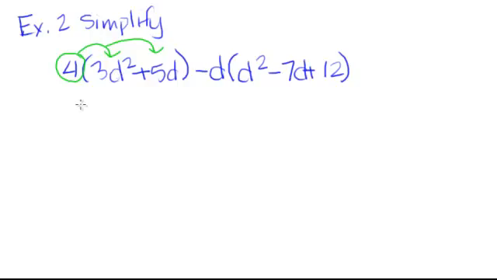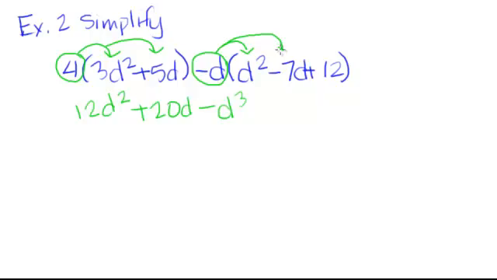4 times 3d squared. This is 12d squared. 4 times 5d is 20d. And then I have another monomial, which is negative d. I have to distribute it to everything inside that second polynomial. Negative times a positive is a negative. D times d squared is d to the third. Then I distribute this negative d times negative 7d. Negative times a negative becomes positive. D times 7d is 7d squared. Negative d times positive 12 is negative 12d.